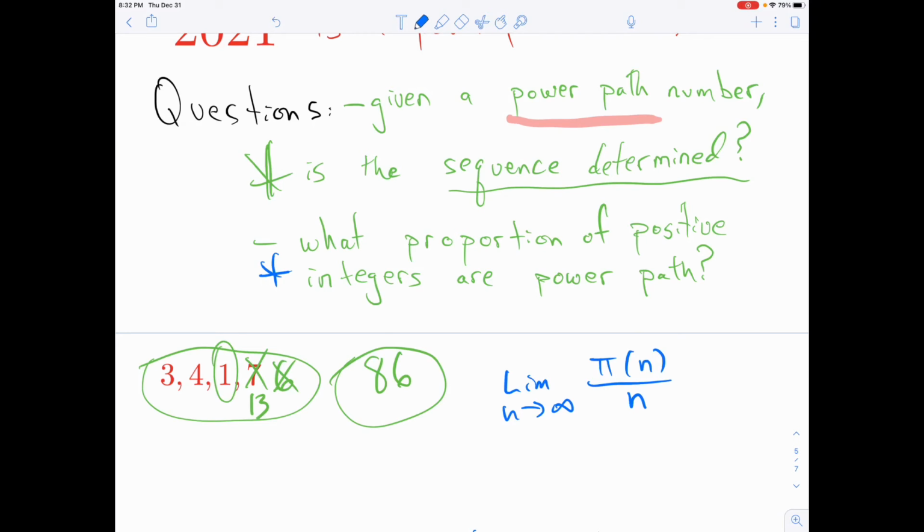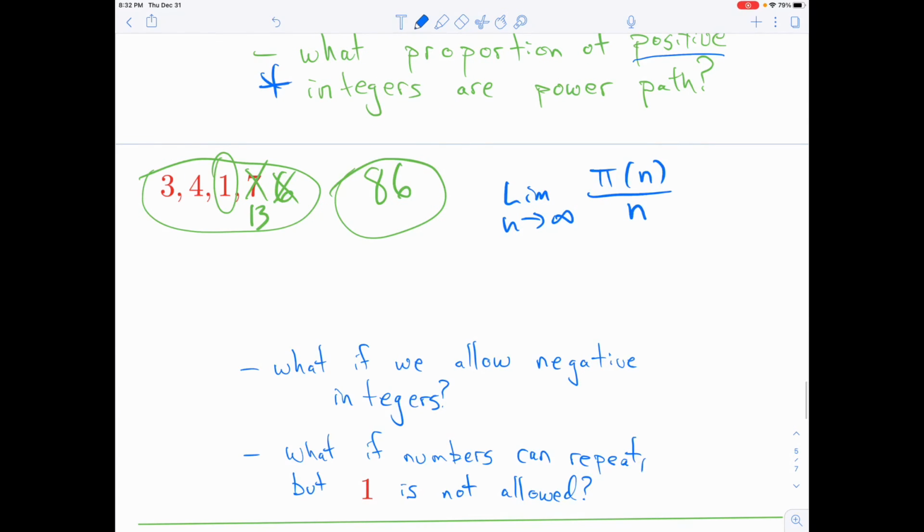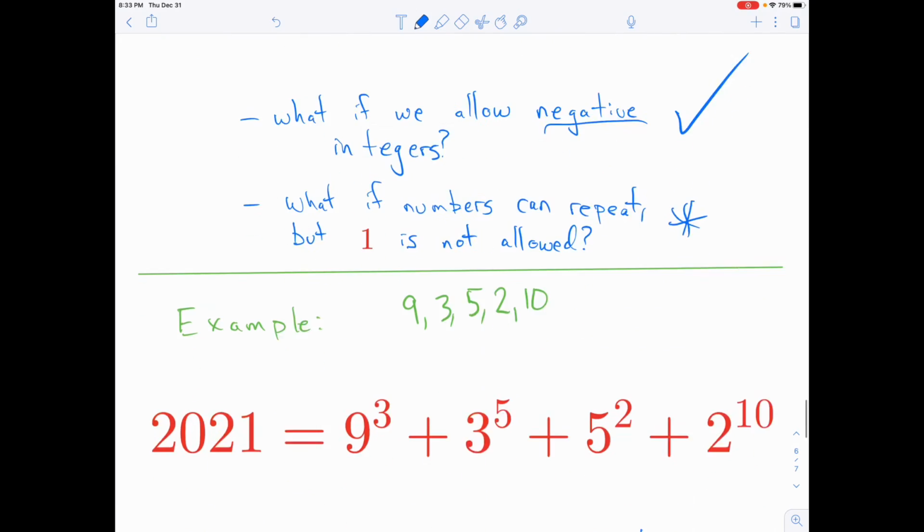Other variations of this question involve not necessarily requiring the integers in the sequence to be positive. So what if we allow negative integers for the sequence? That would probably change which numbers are power path numbers. There's other ways to just make the question interesting rather than just insisting that all of the numbers in the sequence are distinct. Maybe we just don't allow the number 1 or something like that. Maybe there's other variations that are more interesting, so I haven't used this variation. This variation seems more interesting, allowing negative numbers, but I'll leave that up to whoever's going to think about this.